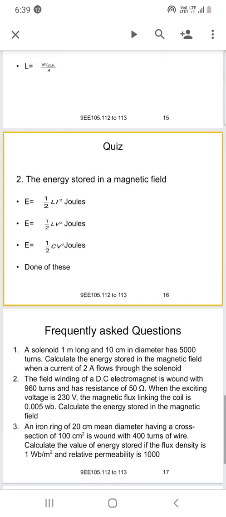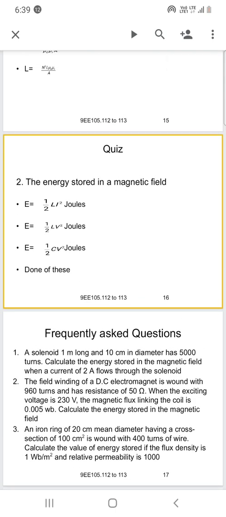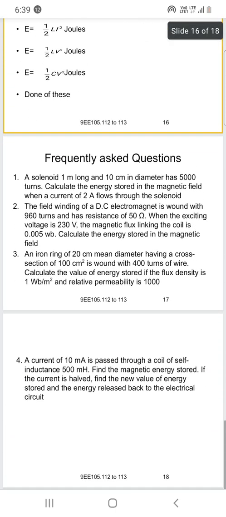So these are some quiz questions and expressions. Frequently asked problems are given; we have to just read them and solve them. Then we will easily understand problems on the energy stored in the magnetic field. Okay. Thank you.